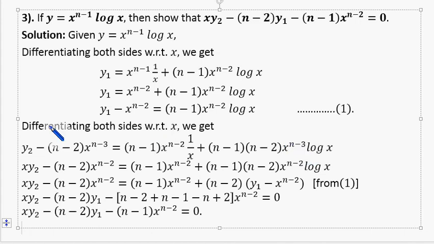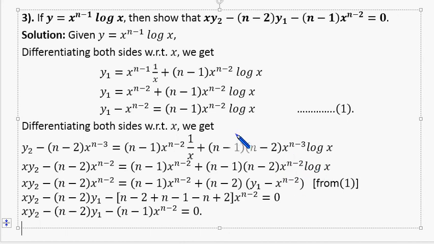It can be rewritten by multiplying throughout by x, that is x into y2 minus n minus 2 into x to the power of n minus 2 is equal to n minus 1 into x to the power of n minus 2 plus n minus 1 into n minus 2 into x to the power of n minus 2 into log x.